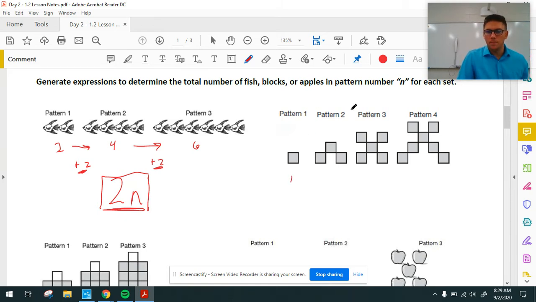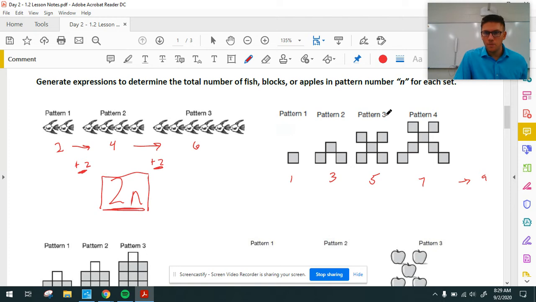Pattern 1 has 1. Pattern 2 has 3. Notice what's happening here: 1, 3. This has 5. The next one has 7. We know the next one would have 9. So we see a pattern. But what's difficult about this one is it's not as simple as 2n.